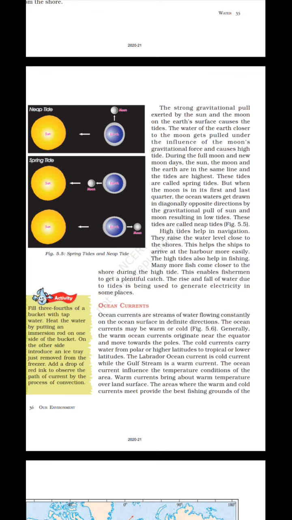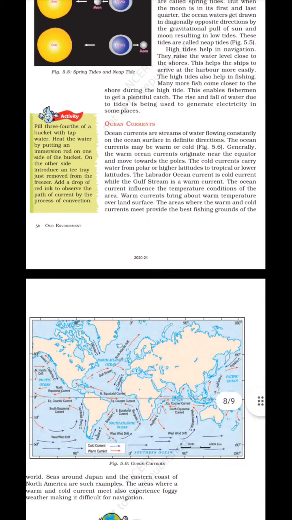The ocean current influences the temperature conditions of the area. Warm currents bring about warm temperature over land surface. The areas where the warm and cold currents meet provide the best fishing ground of the world. Seas around Japan and the eastern coast of North America are such examples. The areas where a warm and cold current meet also experience foggy weather, making it difficult for navigation. Take a look at figure 5.6, ocean currents.